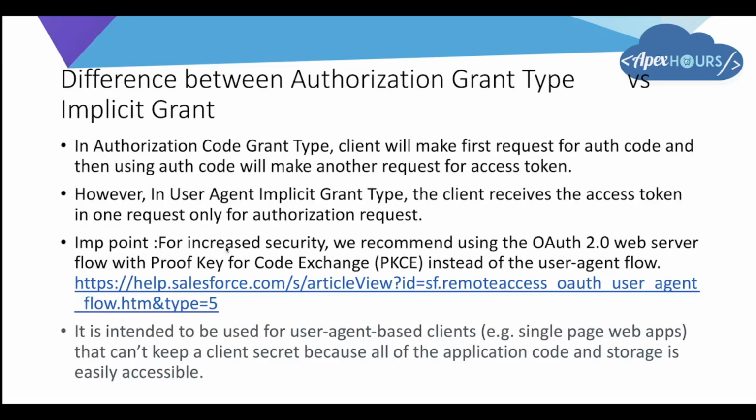So this is a very important point. I copied this from the Salesforce document. If you see this link, it tells you that you have to use the OAuth web server flow with proof key for code exchange instead of the user agent flow. It is intended to be used for user agent based clients that can't keep a client secret, because all the application code and storage is easily accessible.